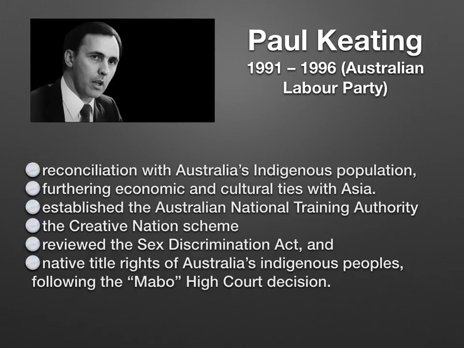And we had Paul Keating. He tried to establish reconciliation with Australia's Indigenous population. He worked towards that, furthered economic ties with Asia, established the Australian National Training Authority, the Creative Nation Scheme, reviewed the Sex Discrimination Act, and native title rights for Australia's Indigenous people were implemented following the historic Mabo High Court decision.